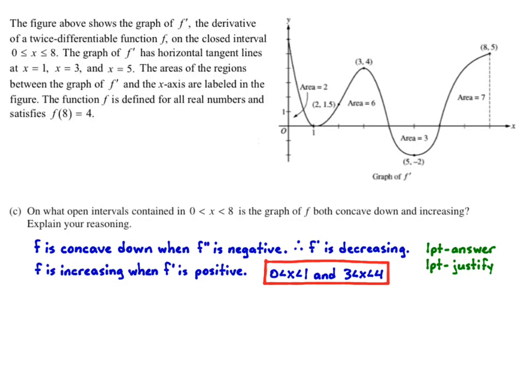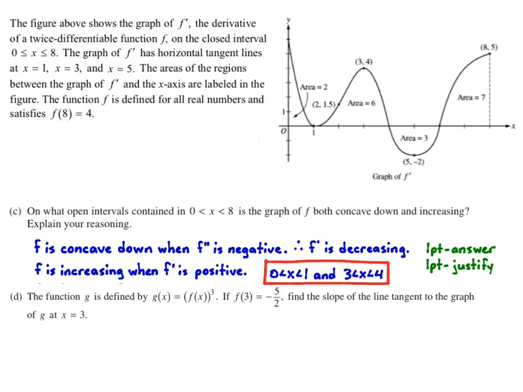It's very important. For part D, it says the function g is defined by g of x equals f of x to the third. And then if f of 3 equals negative 5 over 2, find the slope of the tangent line to the graph of g. Now this problem has nothing to do whatsoever with, well, it has a little to do with the graph, but it doesn't have much. We are looking for the slope of the tangent line of g. So we need to find the derivative of g.